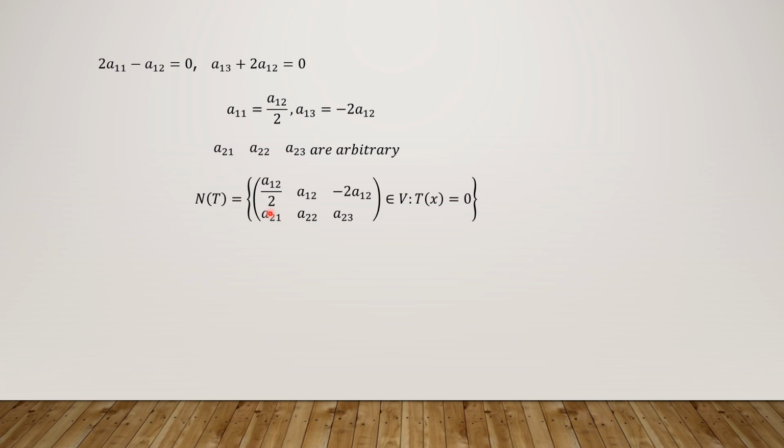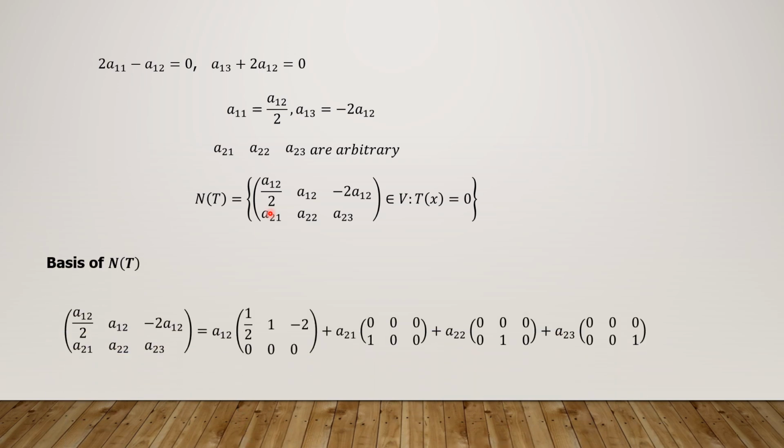Now let us find the basis for N of T. To find the basis for N of T, we have to write the general vector of N of T as a linear combination of some elements of V. Here V is nothing but the 2x3 matrices. Both N of T and V consist of 2x3 matrices. Now let us see how we write this as a linear combination of the vectors of V. So let us take the general vector of N of T, first row A12 by 2, A12, minus 2A12, then second row A21, A22, A23.